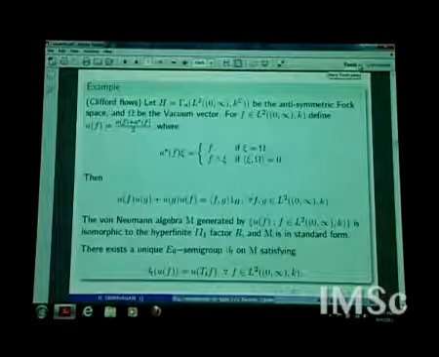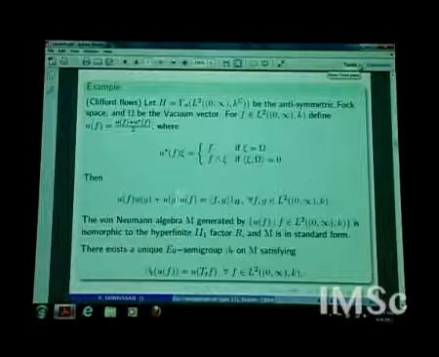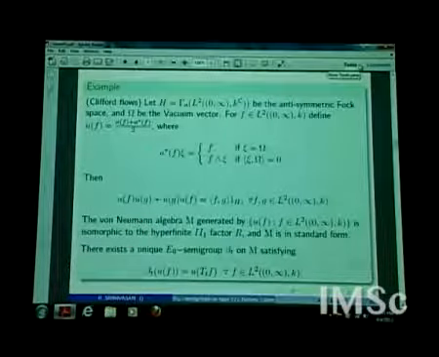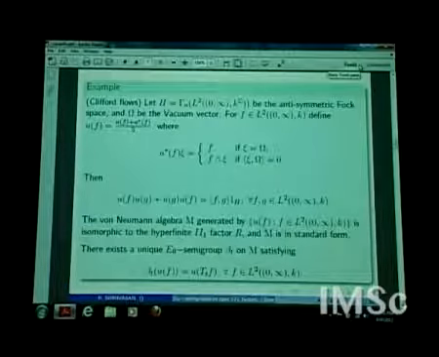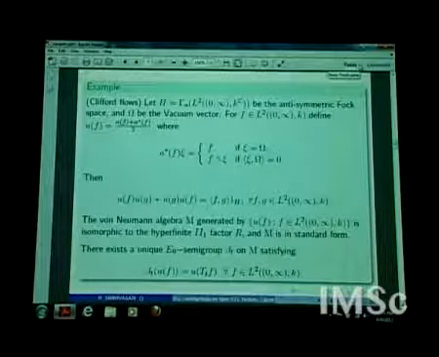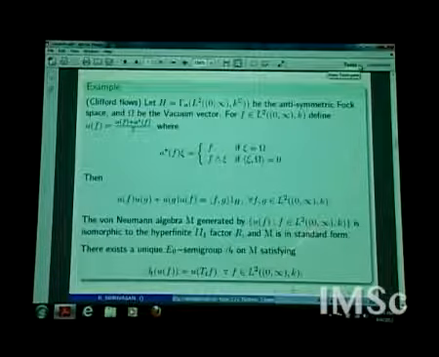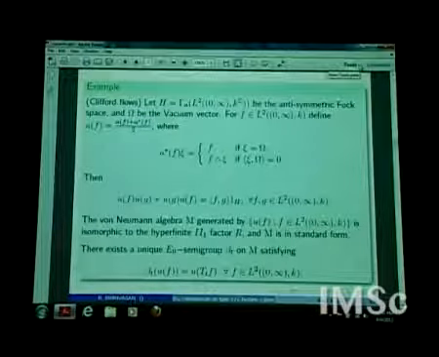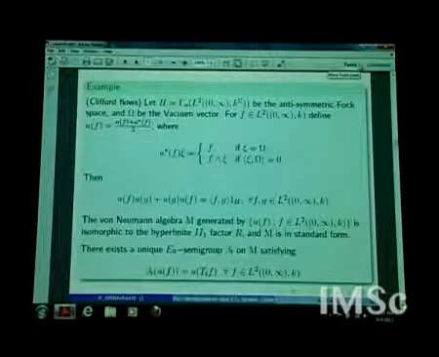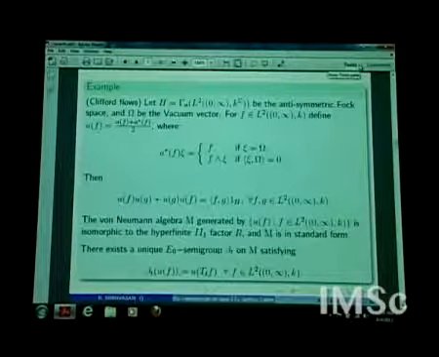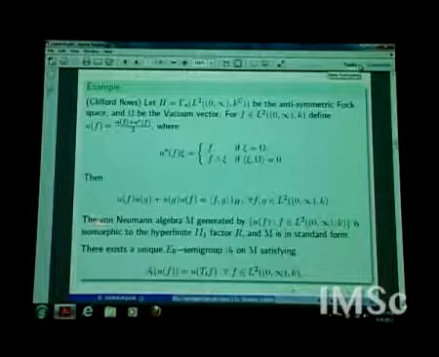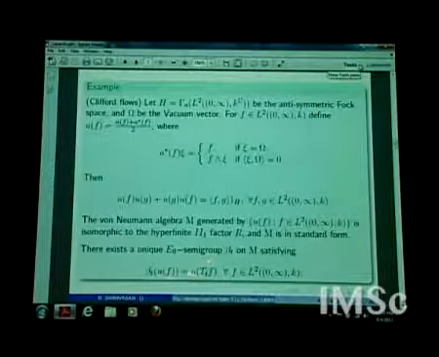I want this to be self-adjoint. So I have to say that this U(f), if you evaluate it on omega, the product of U(f) will give the trace. So my E0 semigroup is defined.